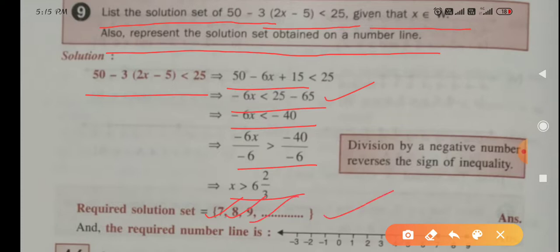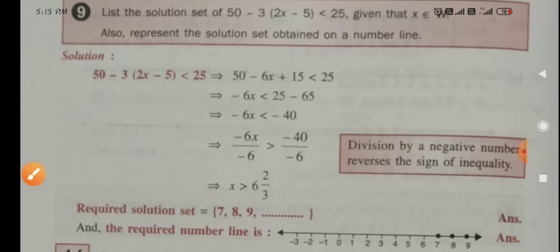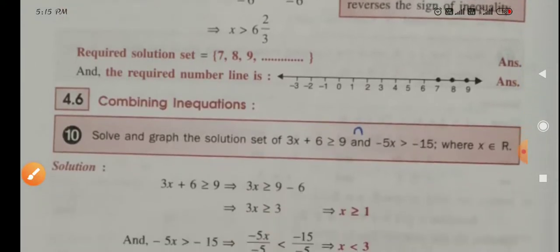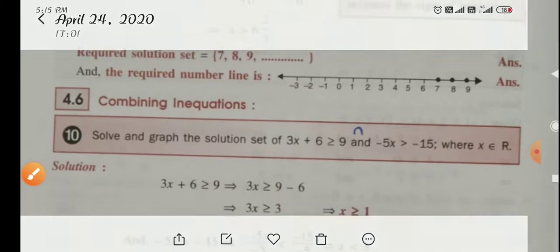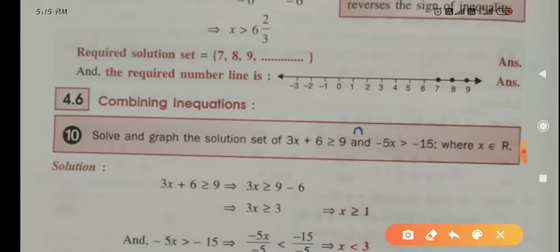So many numbers from 7 to where we don't know, to infinity we can say. So now how to represent on the number line? You can see here, this is the number line.